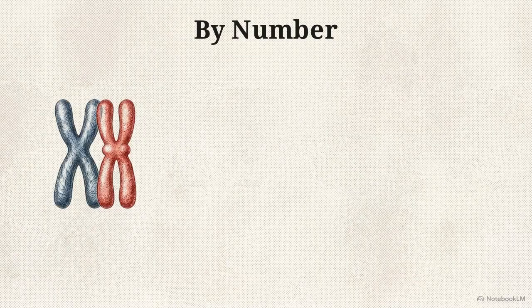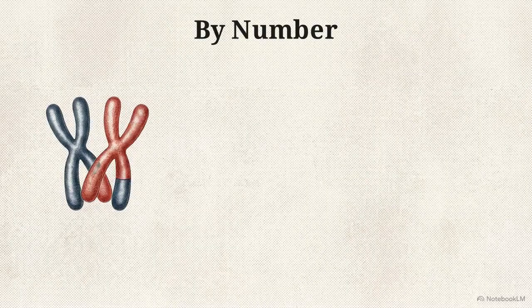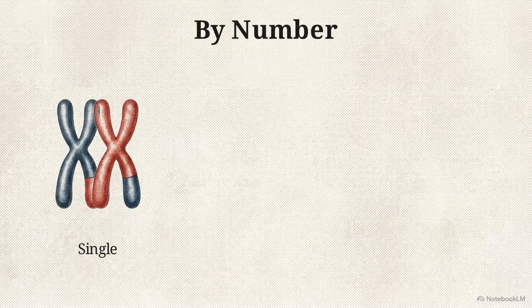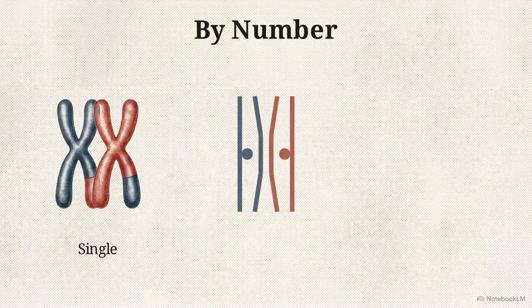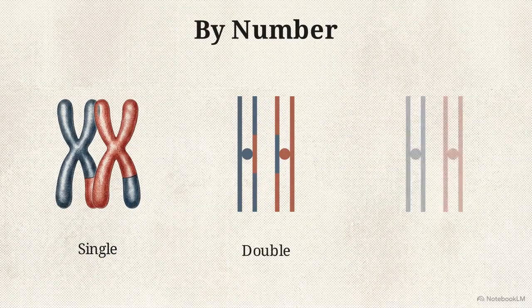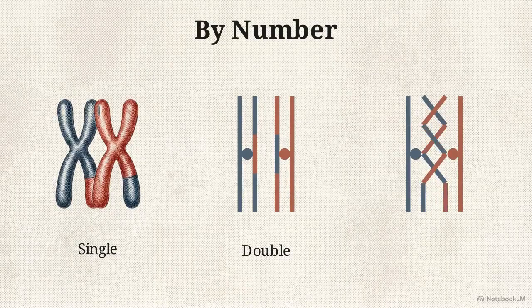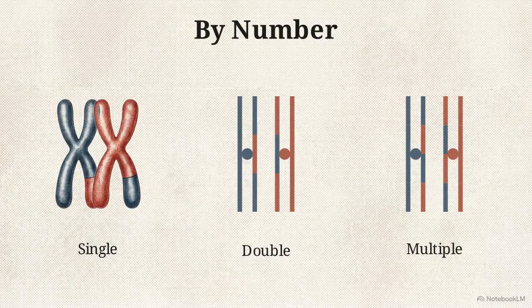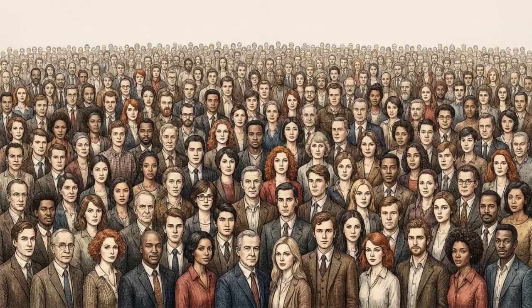We also categorize these events by the number of chiasmata formed. A single crossing over event involves breakage and reunion at only one point in the tetrad, yielding 2 recombinant chromatids. If the chromatids cross at 2 different points, it is a double crossing over. If they cross at 3 or more points simultaneously, it is multiple crossing over, though this is statistically very rare. While single and double crossovers drive variation seen in offspring, multiple crossovers occur so infrequently that they are rarely observed in a standard population sample.